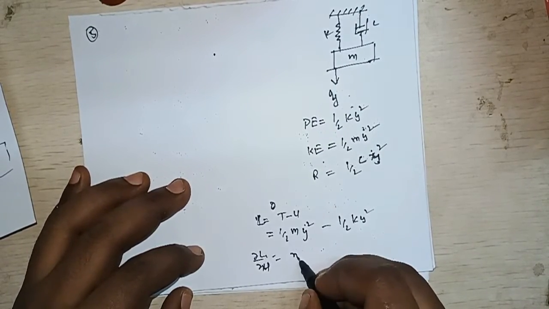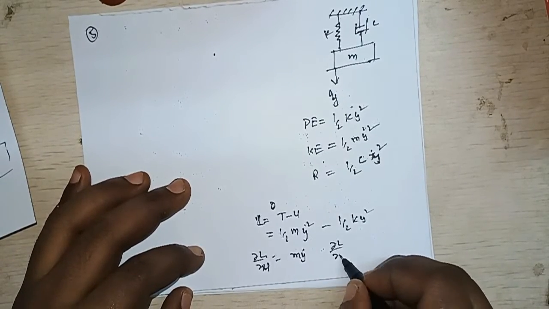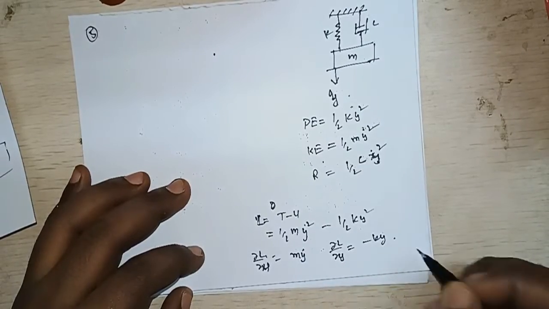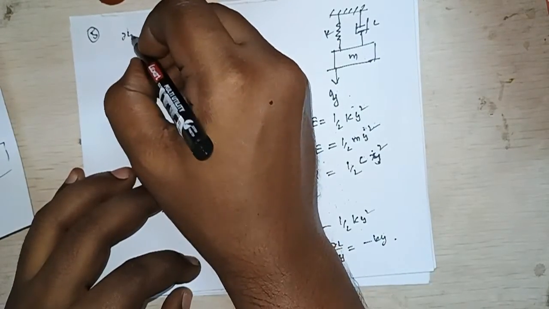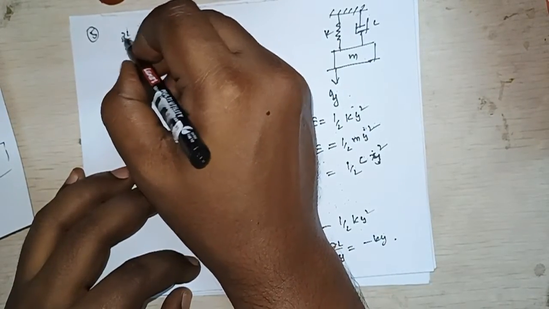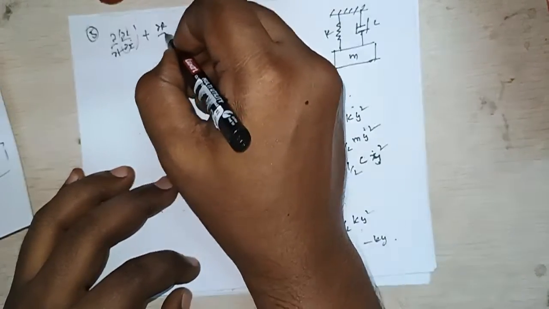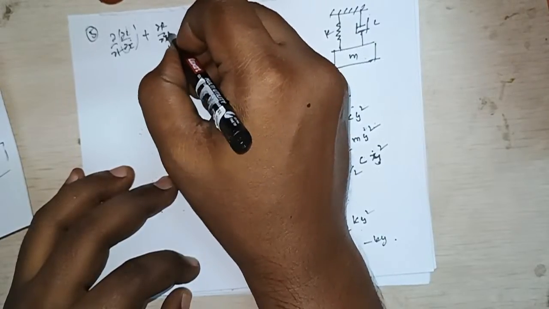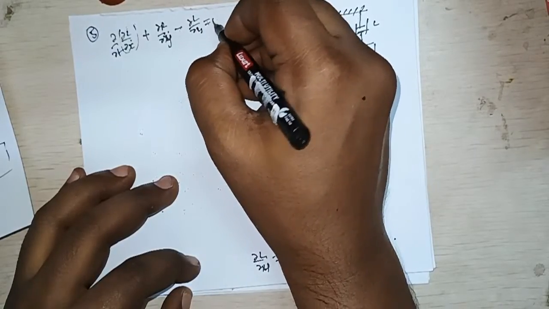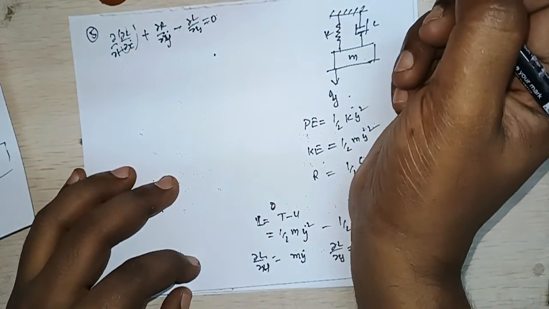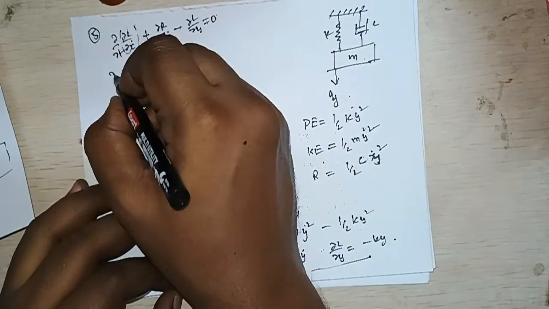You will get m y dot, and ∂L/∂y you get minus ky. Okay, and simply you have to substitute in this equation, that is ∂L/∂x dot, ∂/∂t plus ∂R/∂x dot, ∂y dot minus ∂L/∂y is equal to 0.